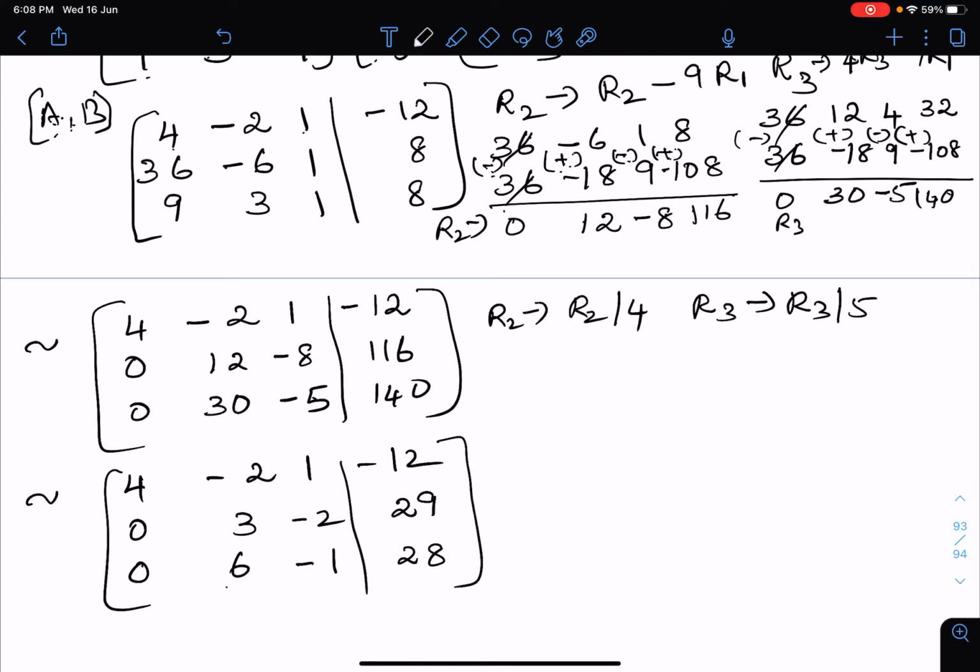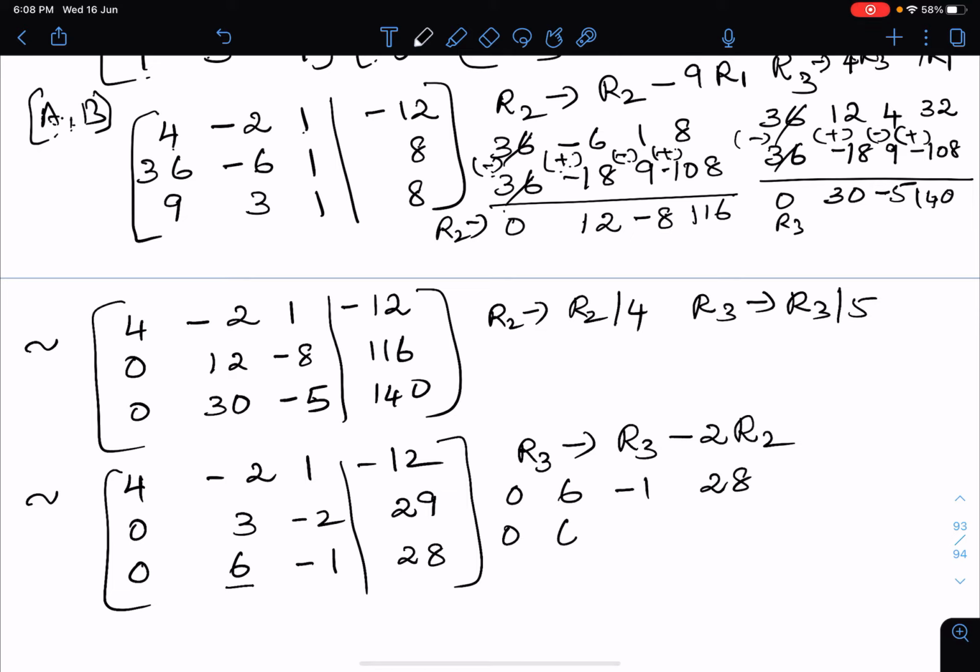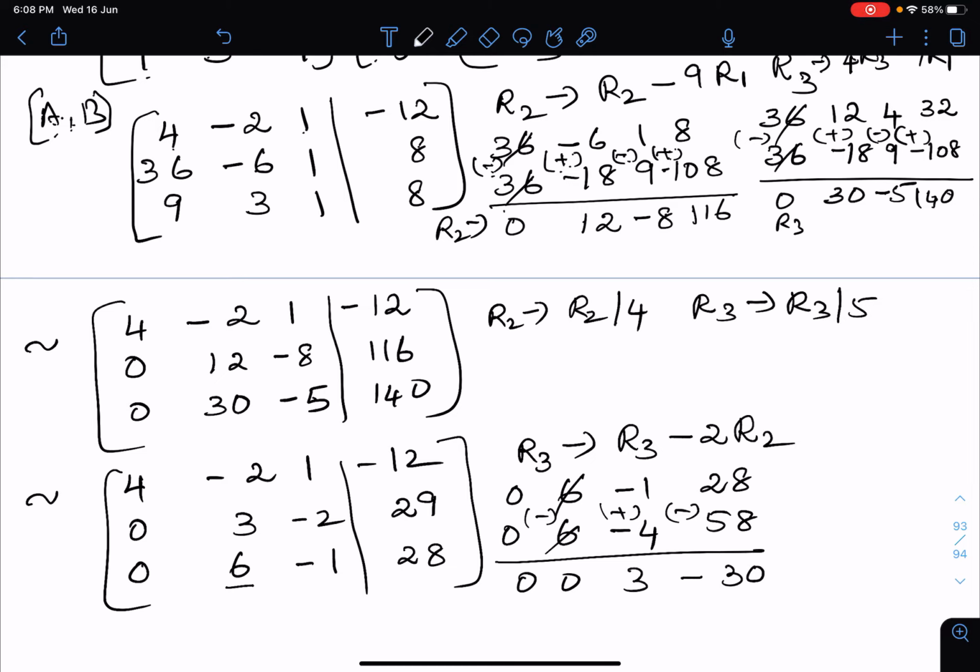Now you are going to bring this 6 to 0. So you are going to change your R3. So R3 minus 2 into R2. Okay, so what is our R3? 0, 6 minus 1 and 28. 2 into R2, 0, 6 minus 4, 2 into 29, it will give 58. So change your sign, plus into minus and minus into plus. This gets cancelled, 0, 0, this is going to be 3 and this is going to be minus 30. Okay, 3 and minus 30.